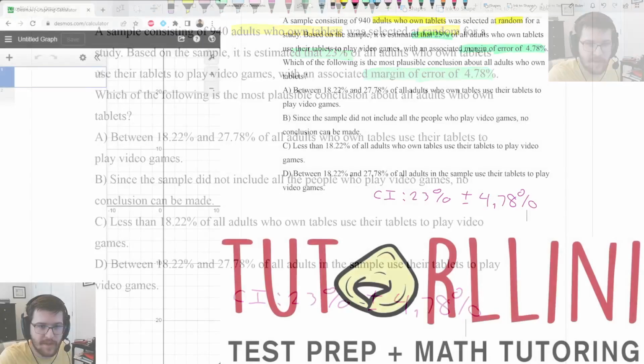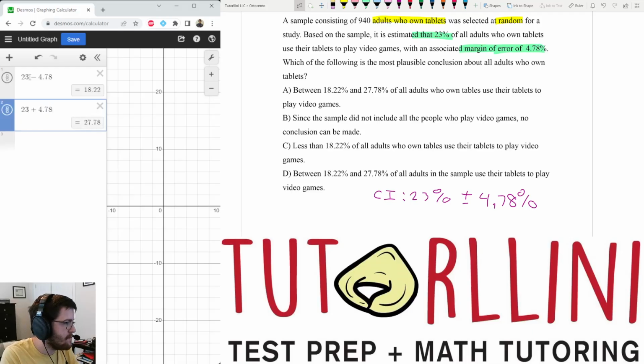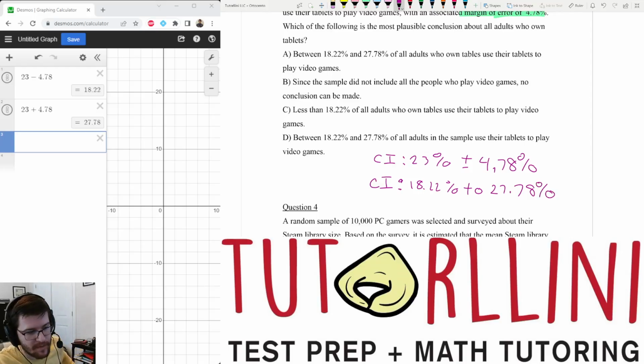Definitely not going to do those numbers in my head. So let's see what we get over here. So 23 minus 4.78 and 23 plus 4.78. So we should get 18.22 to 27.78%. And you guys see what I'm saying? How they often don't make you change it to a proportion. They just leave it as a percent. That's a pretty common thing.